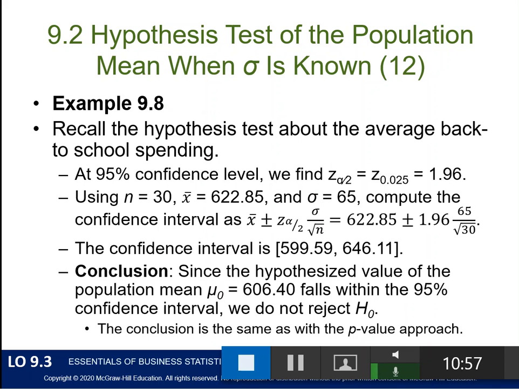So again, continuing our example with our back to school spending, if we calculate our confidence interval, remember we have to divide alpha by 2 because it's a two-tailed test. So if we calculate our confidence interval, we get 599.59 as our lower limit and 646.11 as our upper limit. So since our test mean fell within that range, we cannot reject the hypothesis. So we come to the same conclusion we did using the p-value. Just the p-value is a little easier to calculate than this confidence interval.